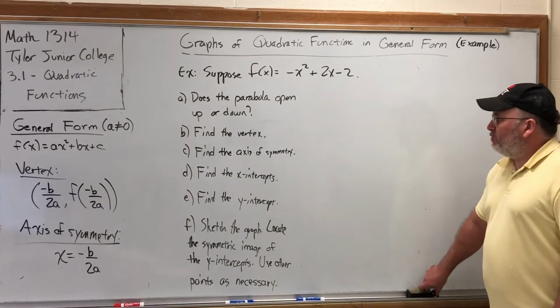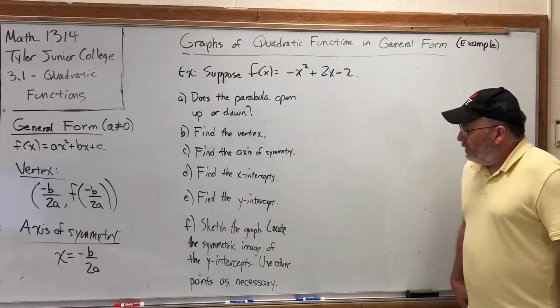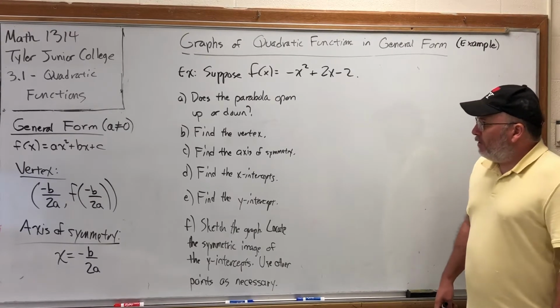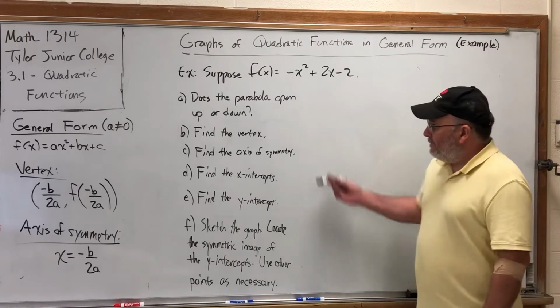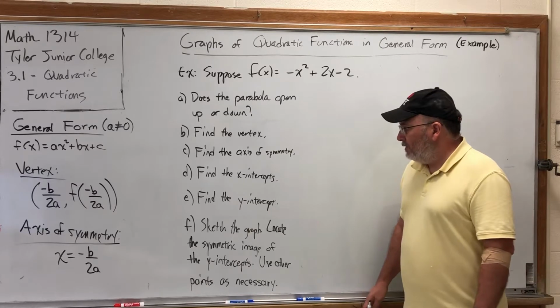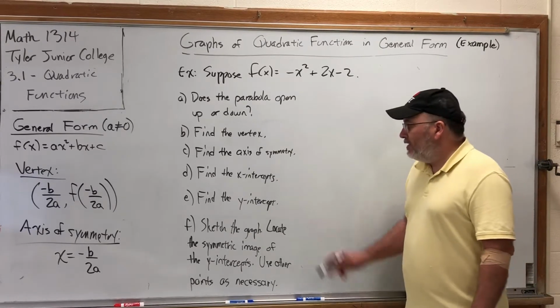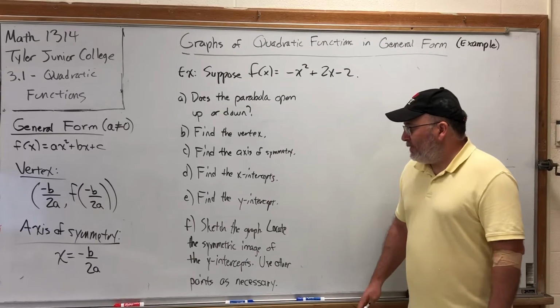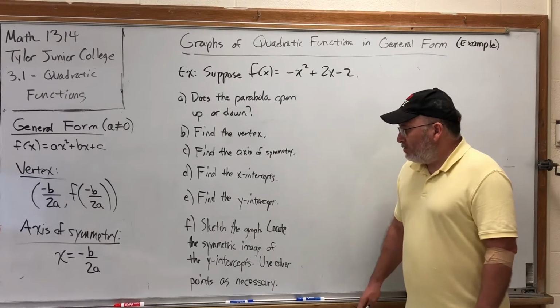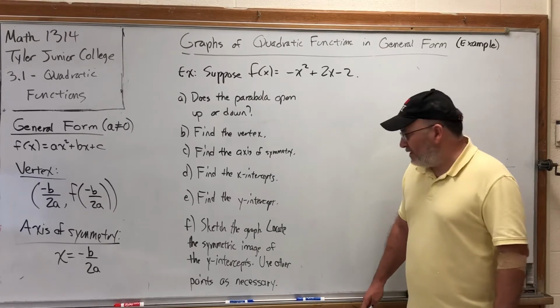Suppose f of x equals negative x squared plus 2x minus 2. A, does the parabola open up or down? B, find the vertex. C, find the axis of symmetry. Now when I say find the axis of symmetry, I mean its equation. D, find the x-intercepts. E, find the y-intercept. There can only be one. Think of the vertical line test.